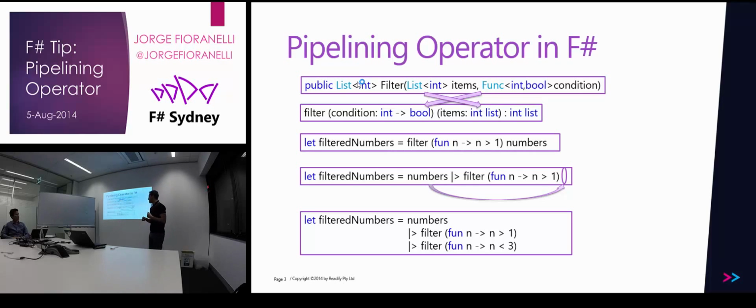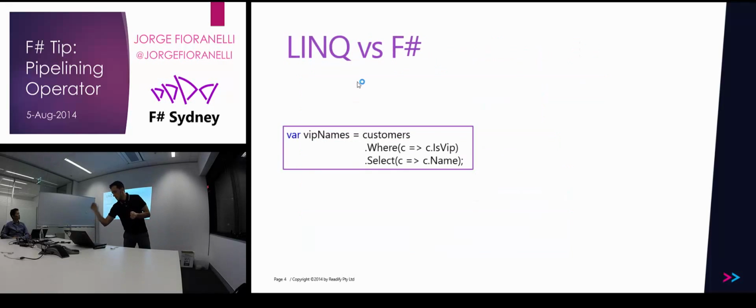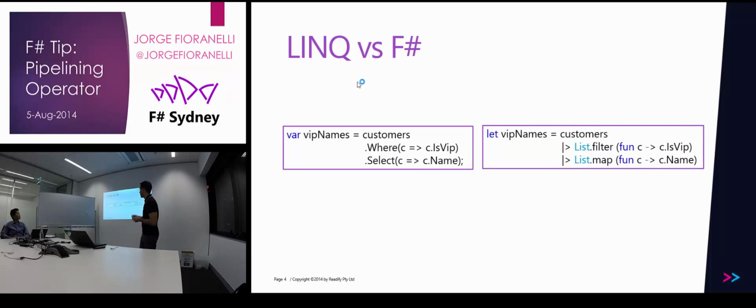But what is even better in comparison with the extension method is that this works with any function. You don't need to convert the function to be static and put it in a static class. Every single function will work with this. So this is the way that you tend to write LINQ queries in C#, and this is the way that you will write the same type of code in F# by using the pipelining operator.